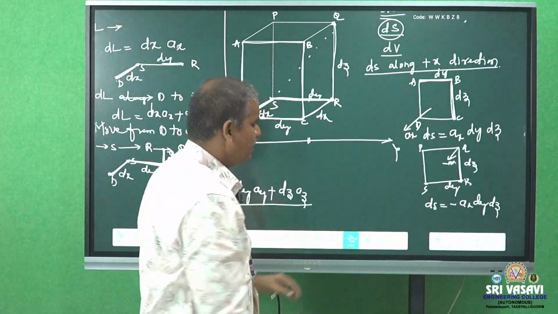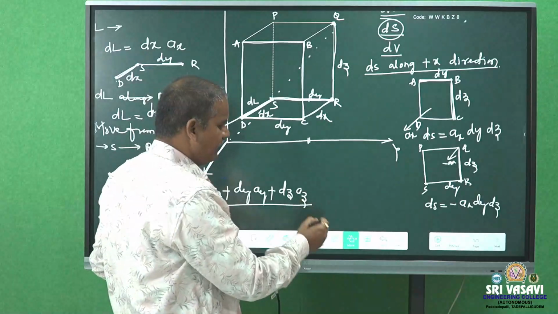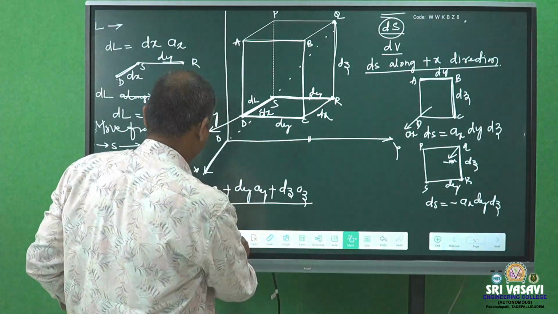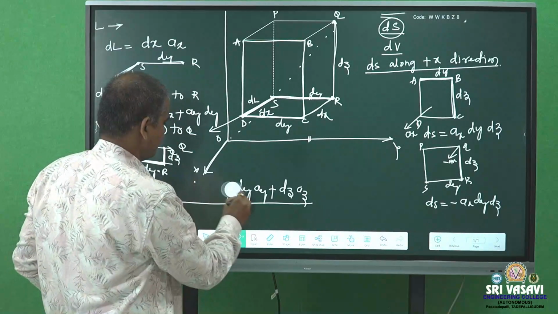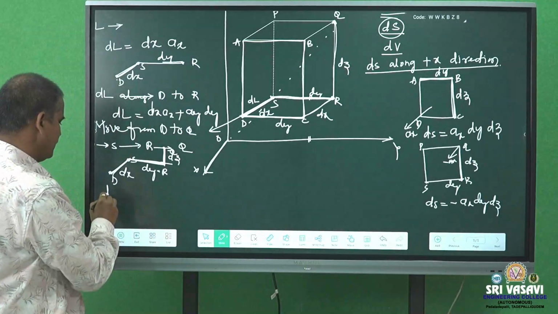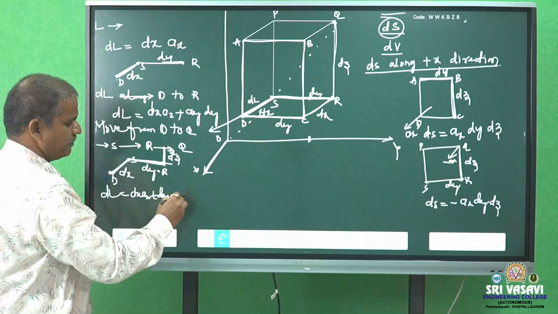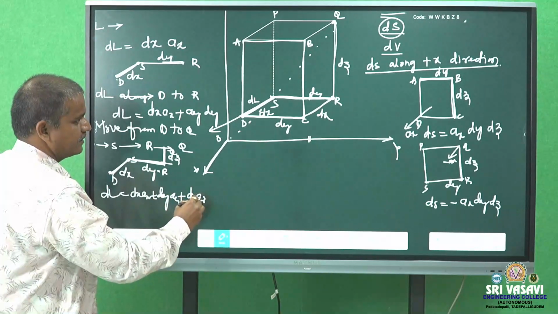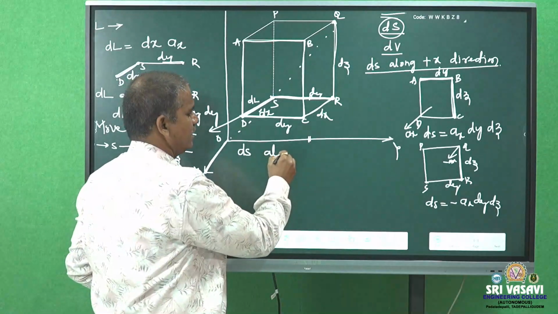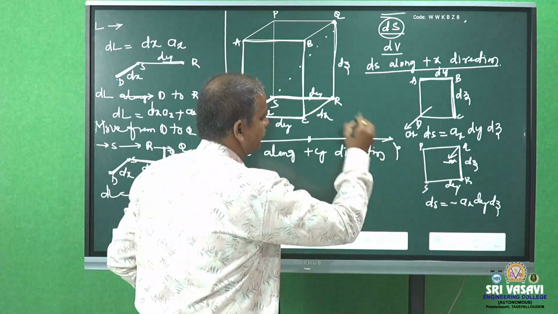Next, this is for the x direction only, but there are three variables. X is over. One more, we proceed with y. This is already the same as before: dx ax plus dy ay plus dz az. So the x direction is over. Now ds along the positive y direction.